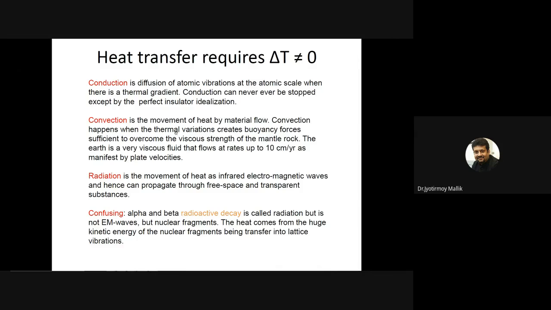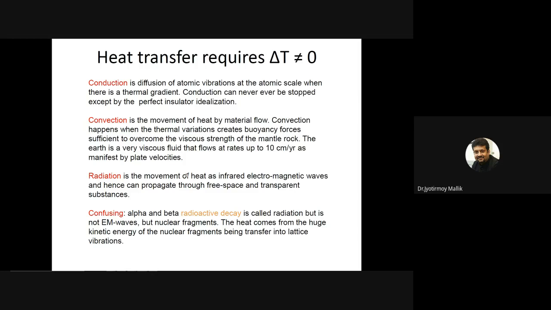Convection happens when the thermal variations create buoyancy forces sufficient to overcome the viscous strength of any fluid. And as we know, the convection cycle happens in the mantle, so in our particular case it is the mantle rock. The earth is a very viscous fluid that flows at the rate of 10 centimeters per year, as manifested by plate velocities.